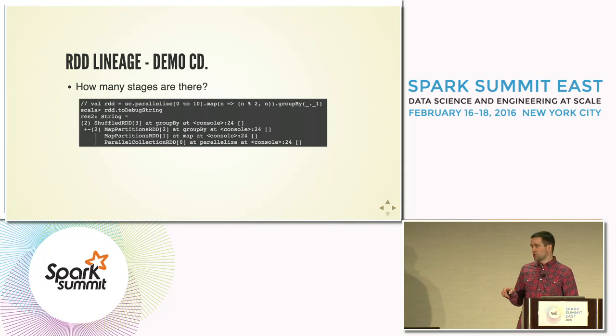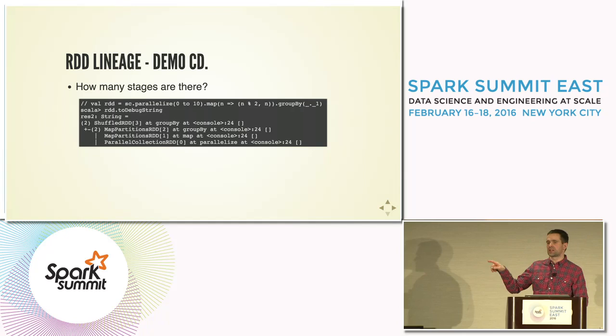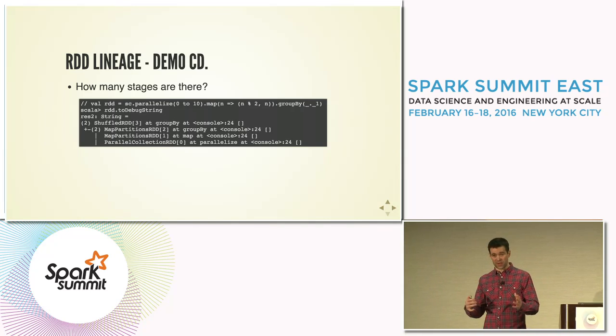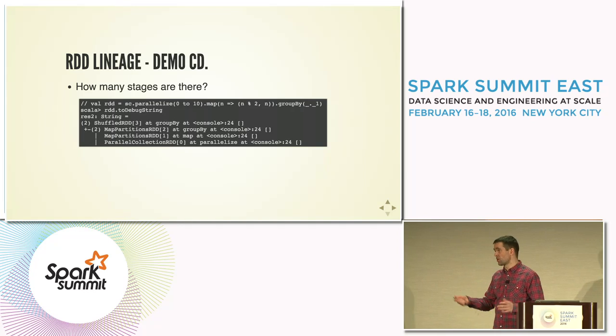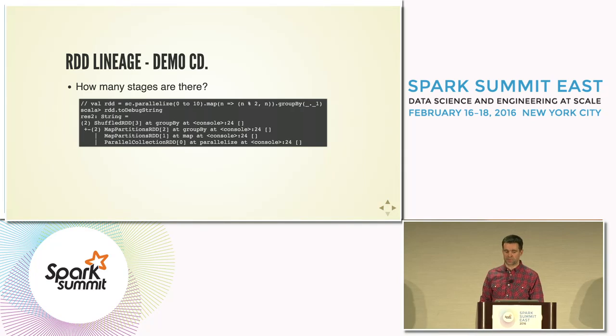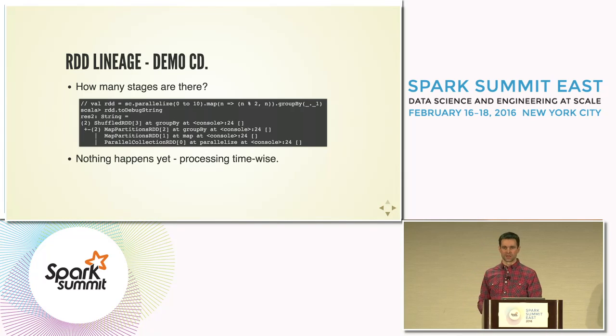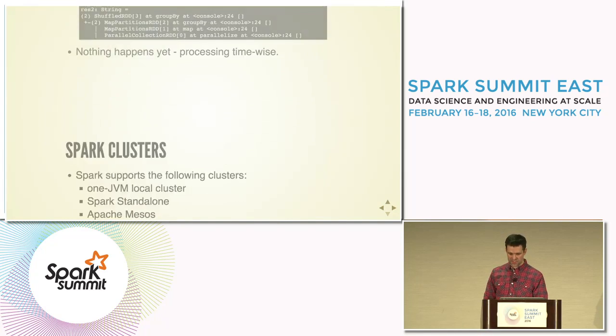And then, you won't be able to see it in the WebUI yet because nothing has been triggered, nothing has been run. So all in all, you can use Spark Shell only to see the low-level details of an RDD for now. So nothing happens yet. We are just preparing our processing.